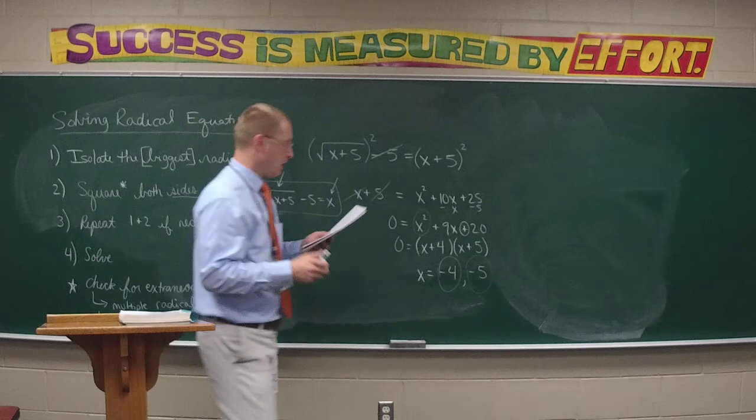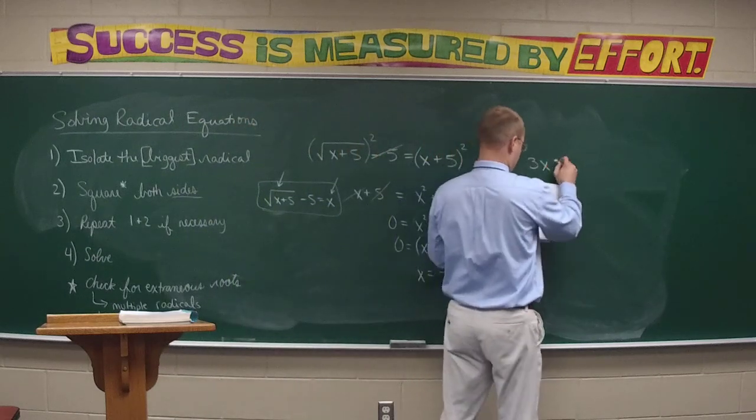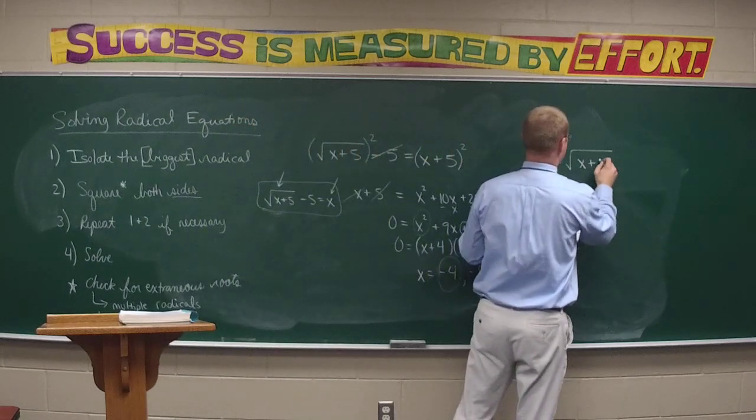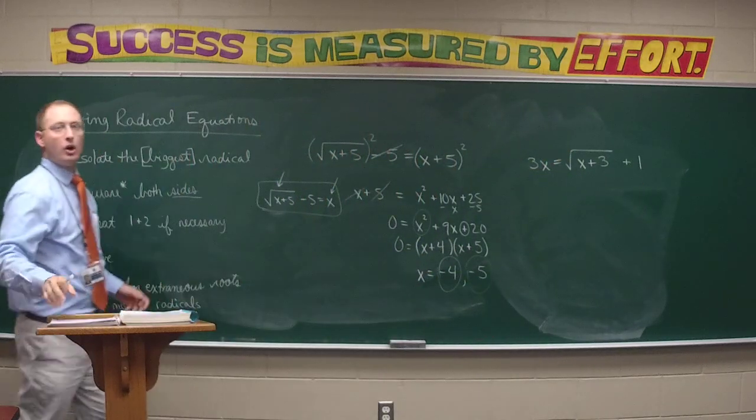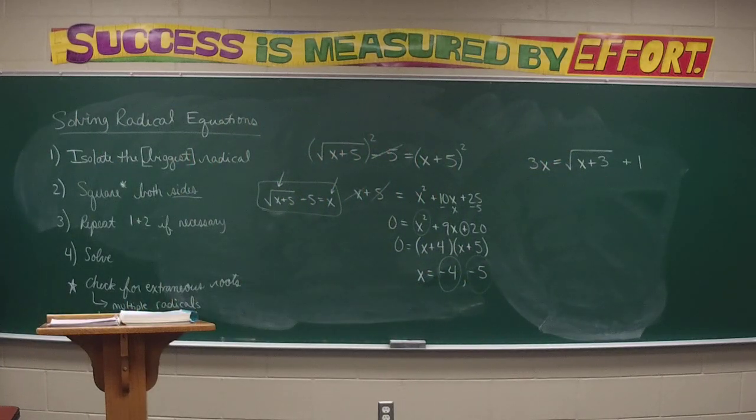Write this one down. 3x is equal to the square root of x plus 3 plus 1. What should we do first here, Kendall? Isolate the radical. Isolate the radical by doing what?